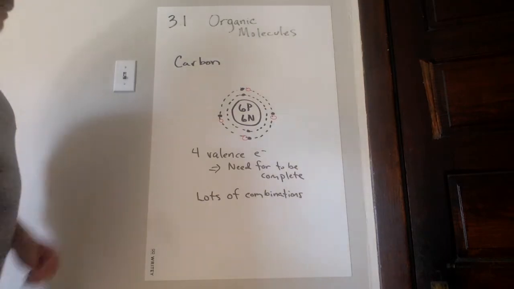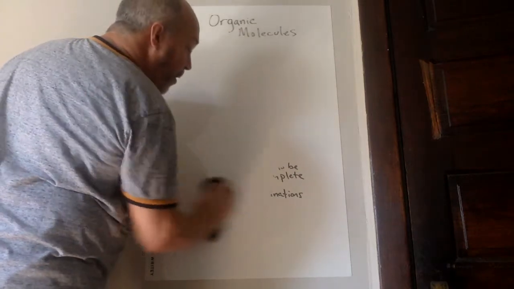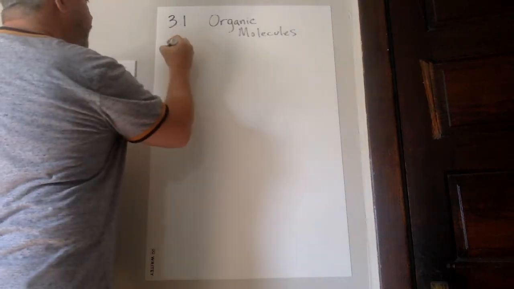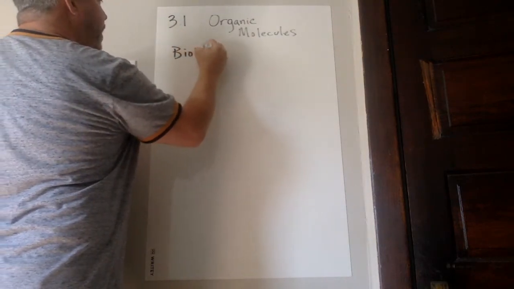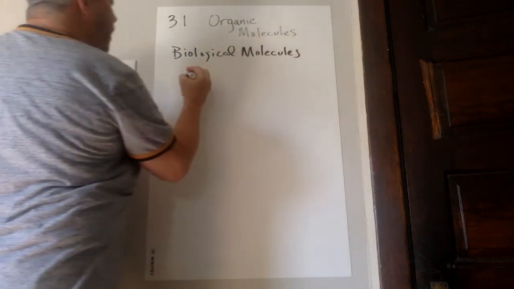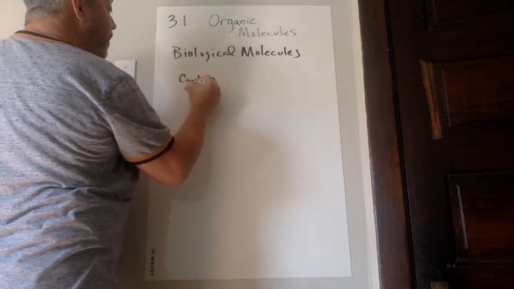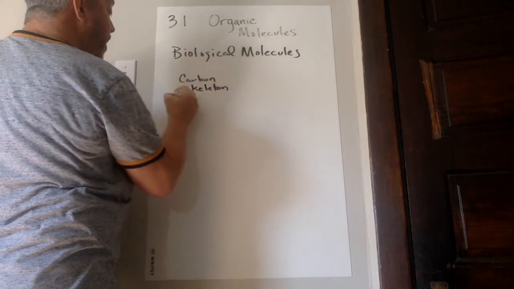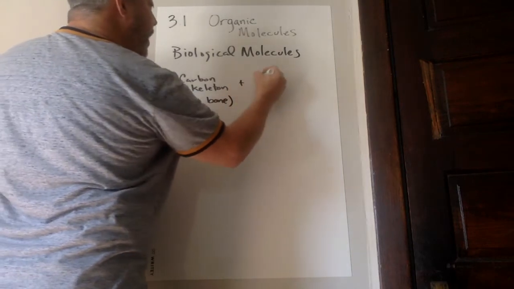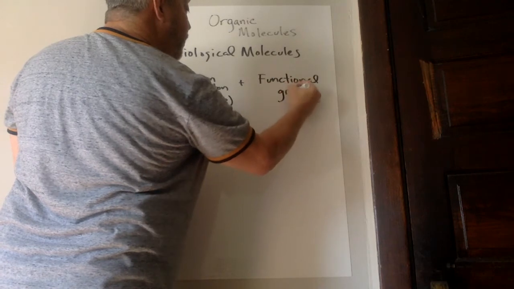So let's take a look now at the template of how all these biological molecules are going to look. Every biological molecule is going to be some sort of carbon skeleton, or you might want to call it a carbon backbone. And we're going to put stuff onto that. Those things that we put onto that are called functional groups.